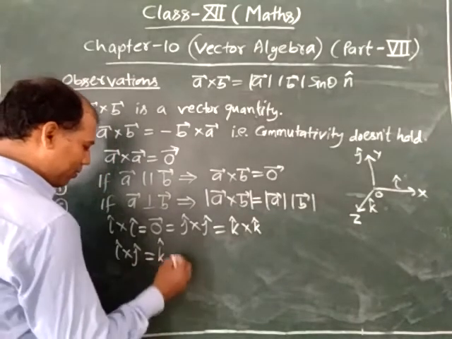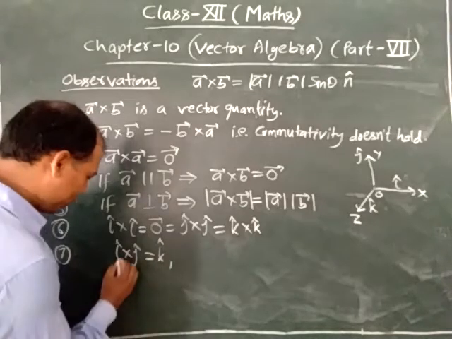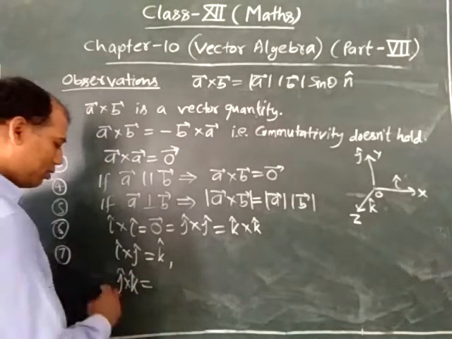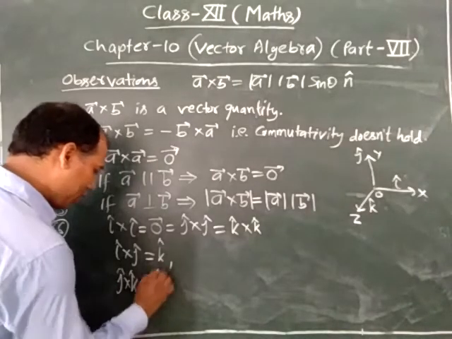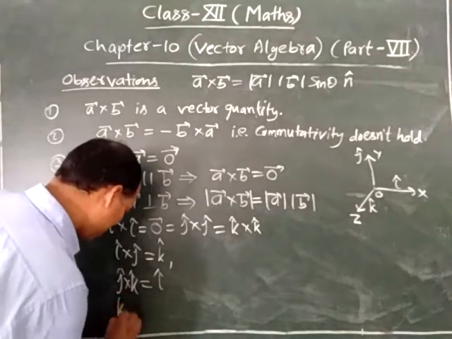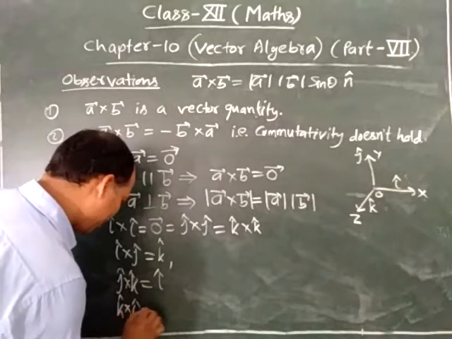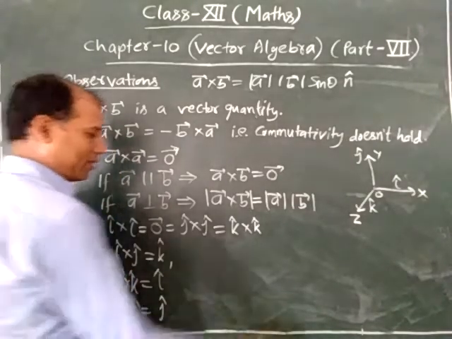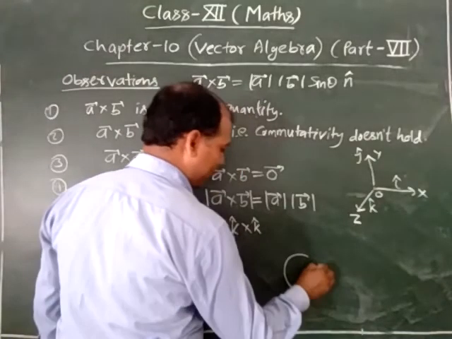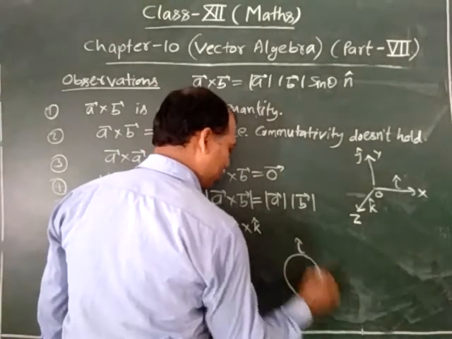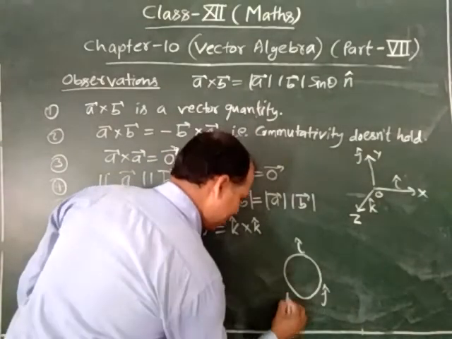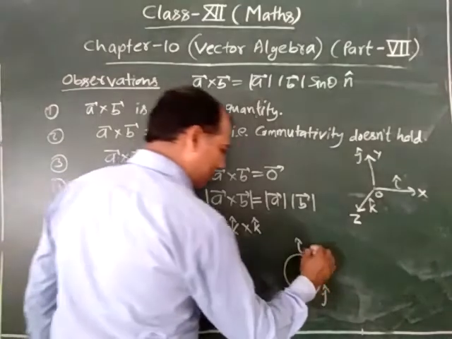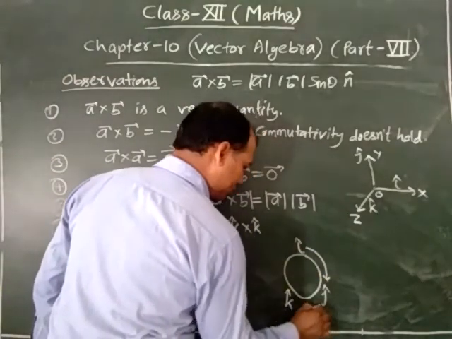In a similar manner, j cross k is equal to I, and k cross I is equal to j. This can be remembered by this figure.